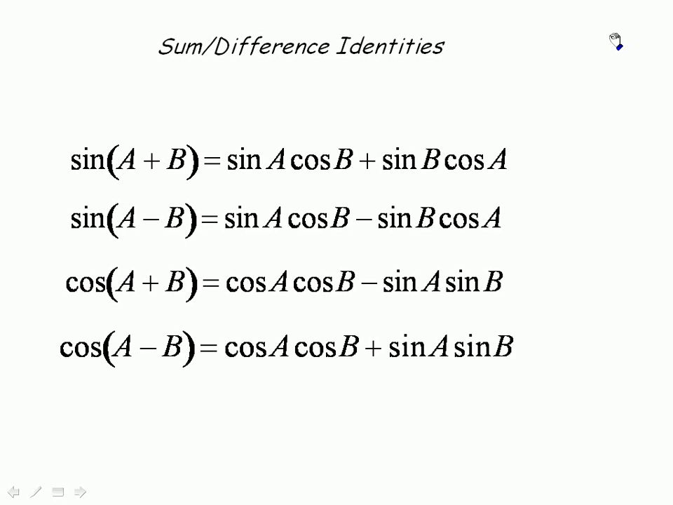So while we're at it, we might as well keep going into the double angle identities. Now the double angle identities are based on the sum and difference identities. And if I had more time, I would derive each of these.